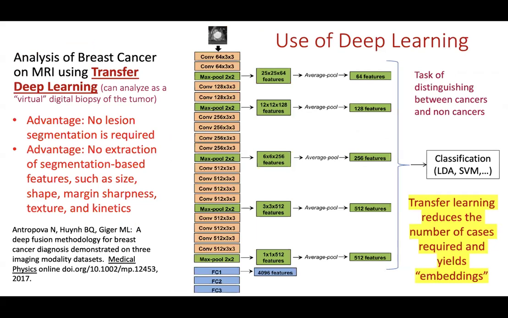Now, besides those intuitive features, we've also looked at deep learning. And here, roughly around 2015, we started looking at embeddings. Those are features extracted from a trained network. This is basically transfer learning. There is no need to segment the lesion or pull out those intuitive features, but with it, we're still addressing the task of distinguishing between cancers and non-cancers. And because we were using transfer learning, it reduced the number of cases needed as opposed to learning from scratch, which would have required more.